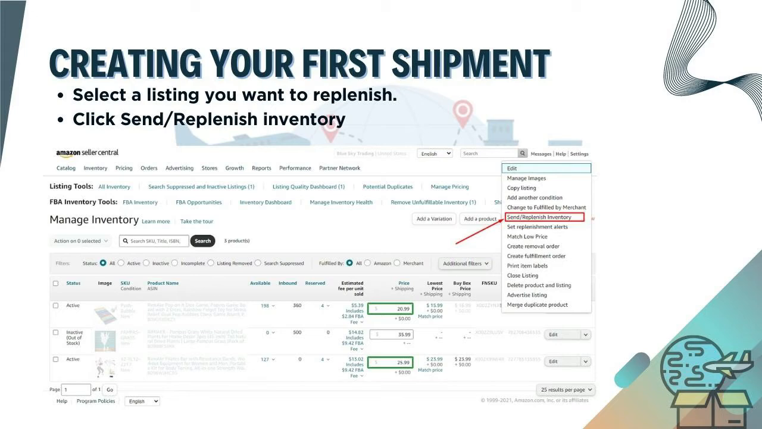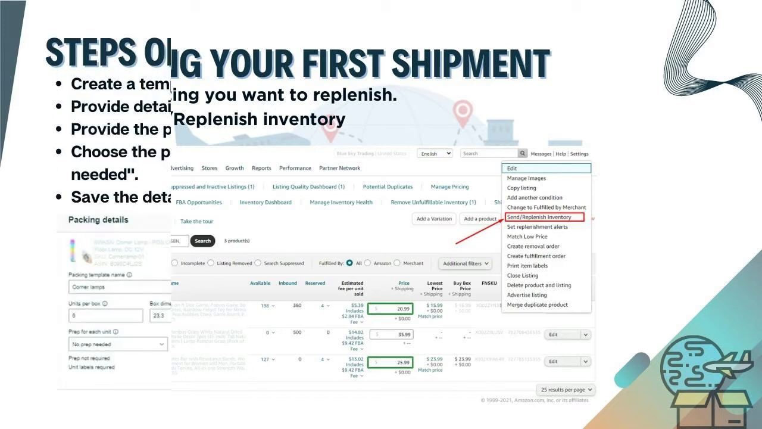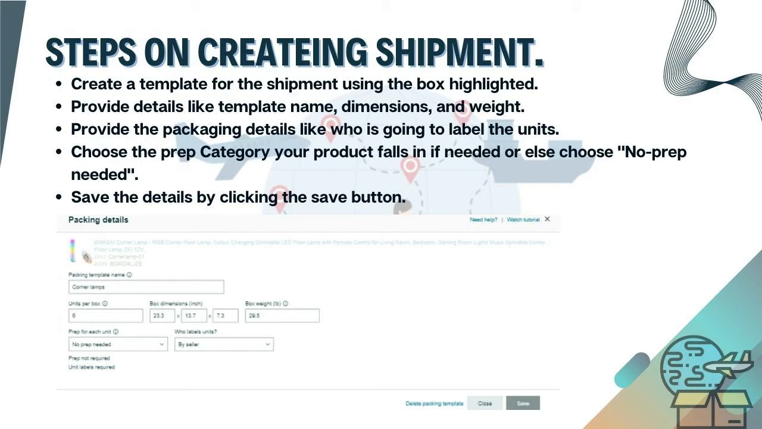From the drop down menu, click send replenish inventory. Create a template for the shipment using the box highlighted. Provide details like template name, dimension, and weight. Provide the packaging details like who is going to label the units. Choose the prep category your product falls in if needed, or else choose no prep needed. Save the details by clicking the save button.